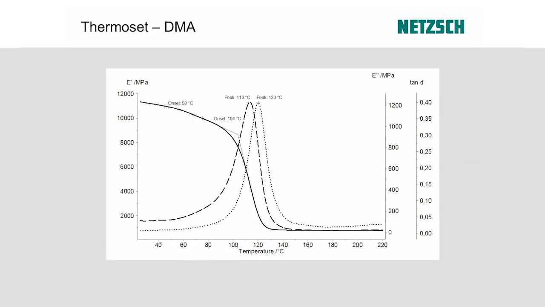How do we see that? This is just a measurement on a thermoset. You see the storage modulus as this black line here. You can see the loss modulus as the dashed line, and you can see the loss factor as the dotted line. And you see again in the storage modulus a significant drop over here, in this case more than 2 orders of magnitude. So, well, the sample gets soft.